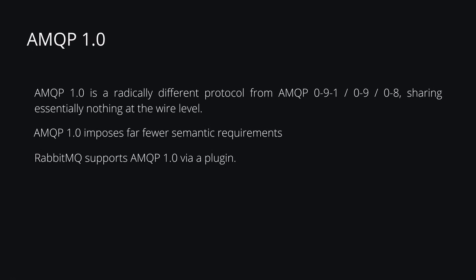AMQP 1.0. Despite the name, AMQP 1.0 is a radically different protocol from AMQP 0-9-1, 0-9, 0-8, sharing essentially nothing at the wire level. AMQP 1.0 imposes far fewer semantic requirements. It is therefore easier to add support for AMQP 1.0 to existing brokers. The protocol is substantially more complex than AMQP 0-9-1, and there are fewer client implementations. RabbitMQ supports AMQP 1.0 via a plugin.